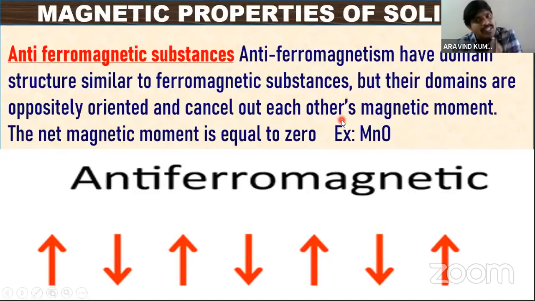I said domain means a small collection of spins, right? They will cancel each other means what? Whatever the number of positive direction domains are there, the equal number of opposite domains are also there. Therefore, the net magnetic moment is equal to 0. Example for that, children, manganese oxide, MnO. So antiferromagnetic substances, you just remember that it is similar to the ferromagnetic substances, but the net magnetic moment is equal to 0. The net magnetic moment is 0. Let me go for the next step.